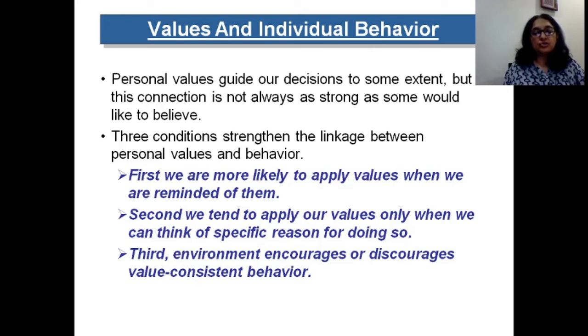Secondly, we tend to apply our values only when we can think of a specific reason for doing so. If we see that there is no sense in practicing our value, then the individual would not show it so much unless there is a specific reason for doing so. And thirdly is the environment that discourages or encourages value consistent behavior. For example, a person who values innovation would find an environment which stifles innovation and which is more rules bound discouraging, and the person would be discouraged to show what he values more.